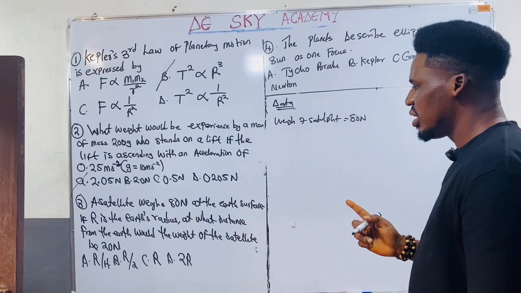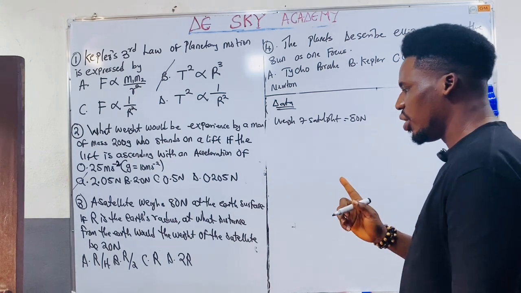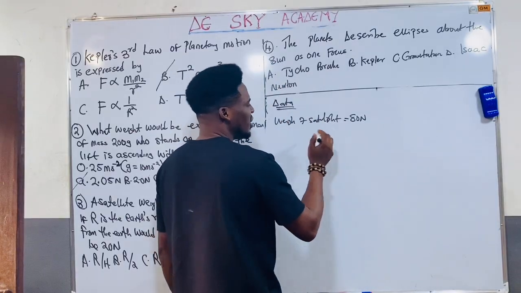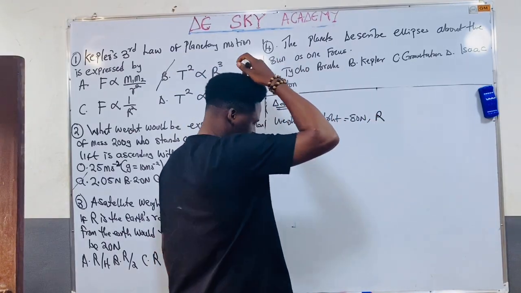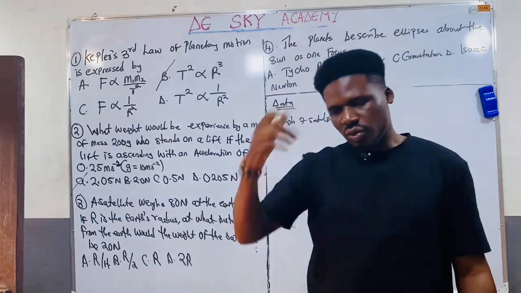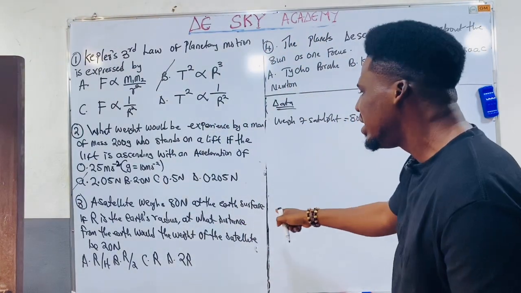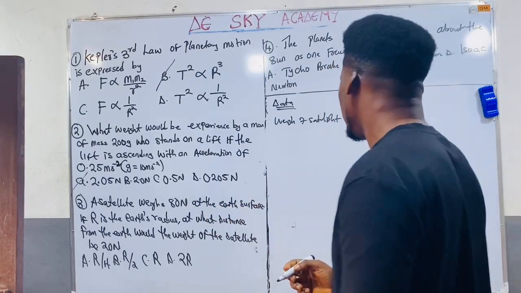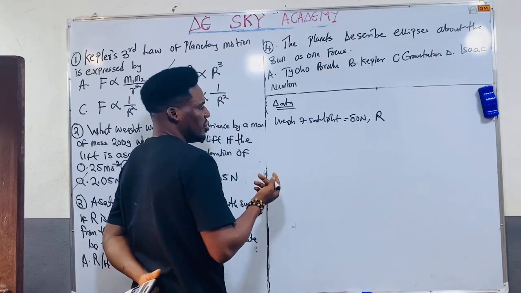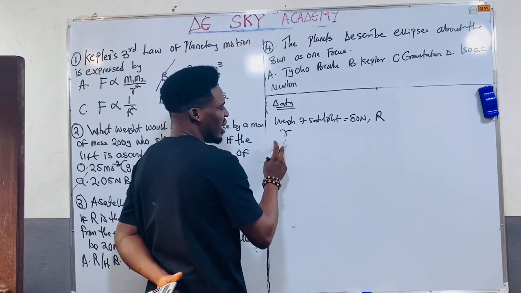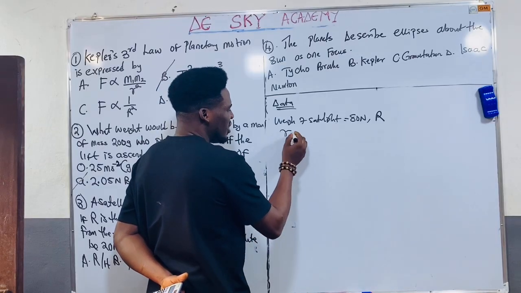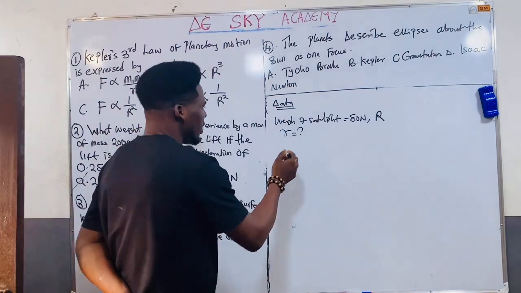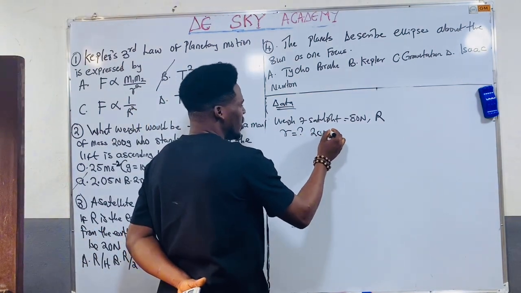At the Earth's surface, if R is the radius of the Earth, that means when the satellite was weighing 80 Newton, what is the radius of the Earth? R. The radius of the Earth was R. Then I say, at what distance from the Earth would the weight of the satellite be 20 Newton? That means if I choose the next distance, let me call it r. Are you getting me? So at this distance we are looking for, the weight of the satellite will be 20 Newton.